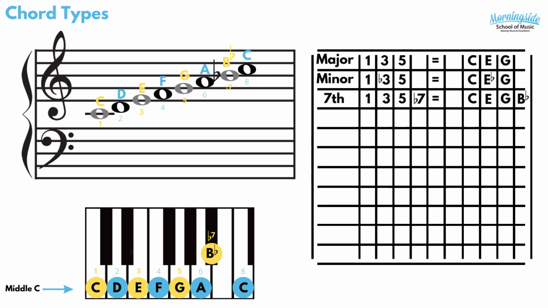And if we look on the treble clef, we can see we've got a C, an E, a G and a B flat, which is the flattened note. And at the bottom it shows you how to play it.